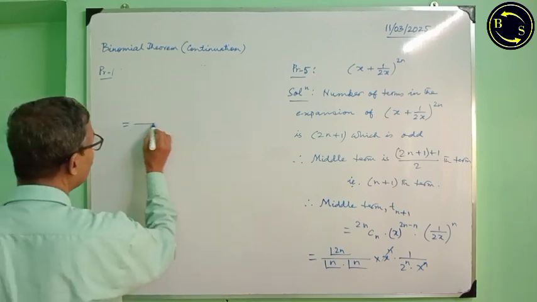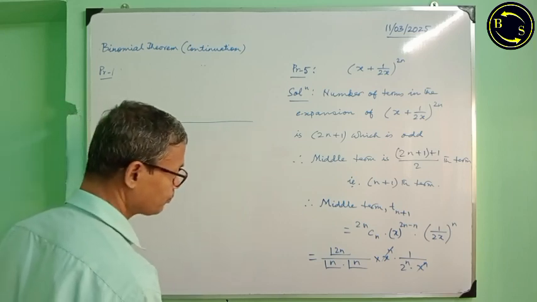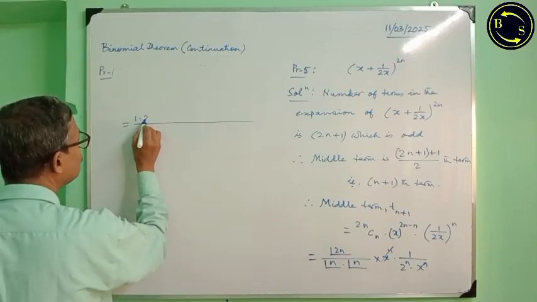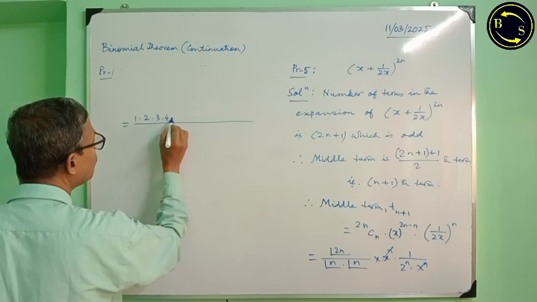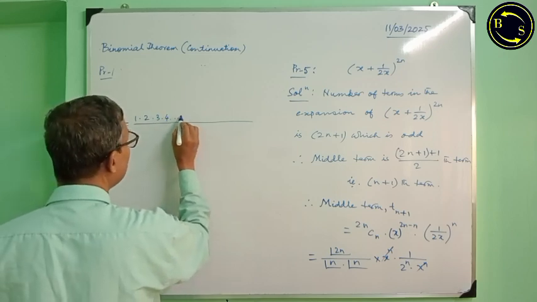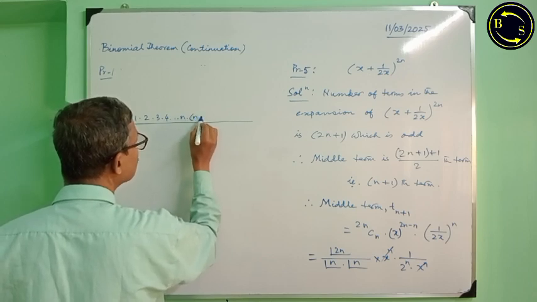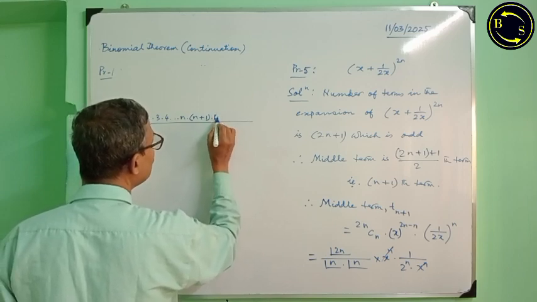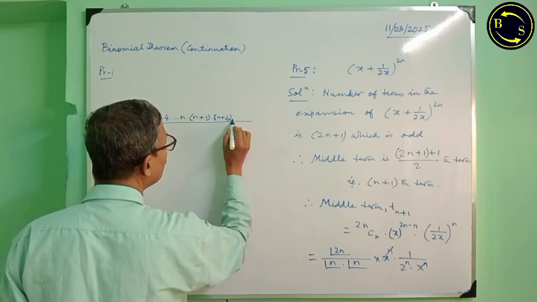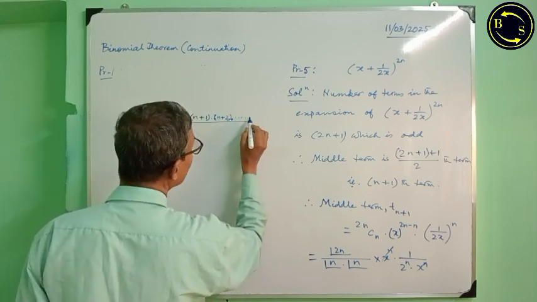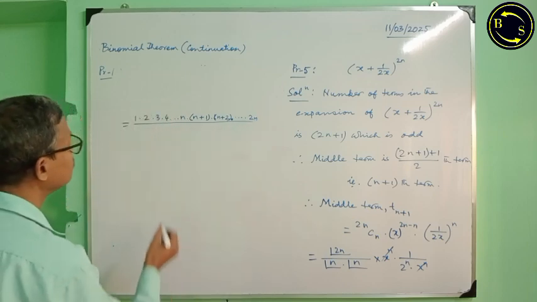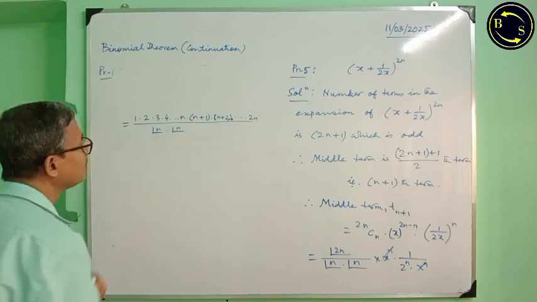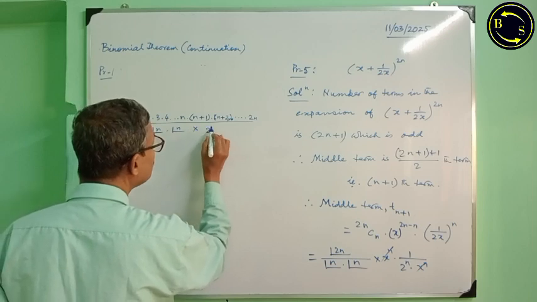That is equal to, I write in expanded form, 1 into 2 into 3 into 4 into dot dot dot n, then n plus 1, n plus 2, up to 2n, and this is factorial n into factorial n into 2 to the power n.